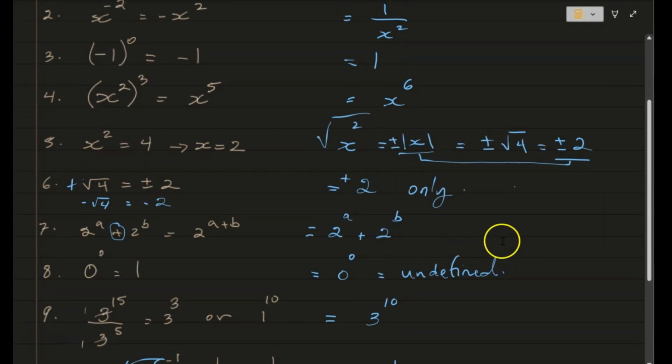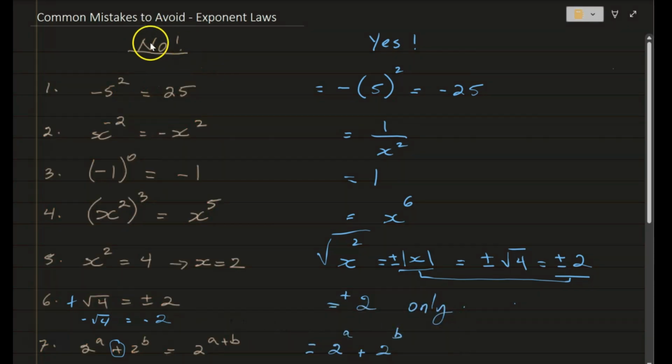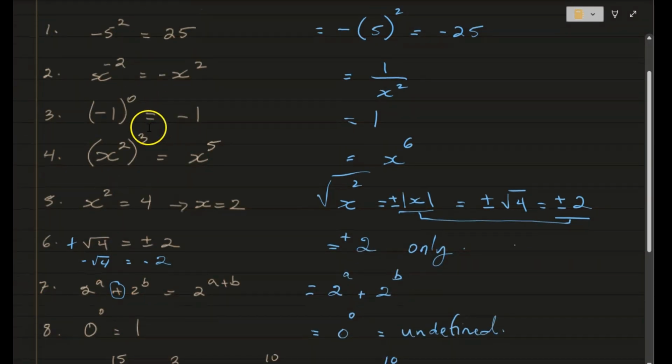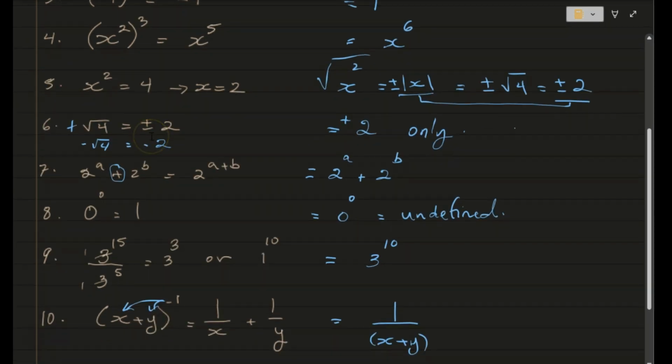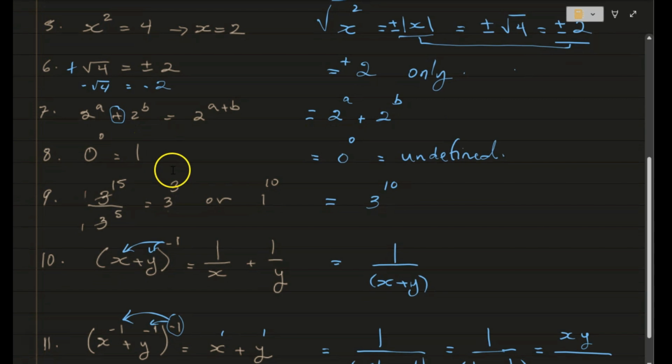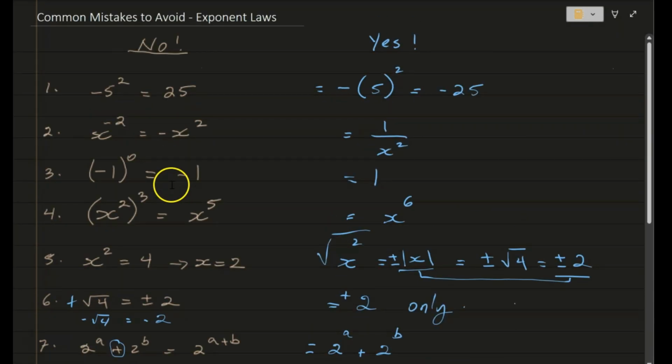So these in the blue column are all the yes. The red column is all the no's. Those are the common mistakes that my students throughout the years have been making and still making. So my hope for this lesson is that now you know this, you're never going to make these mistakes again.